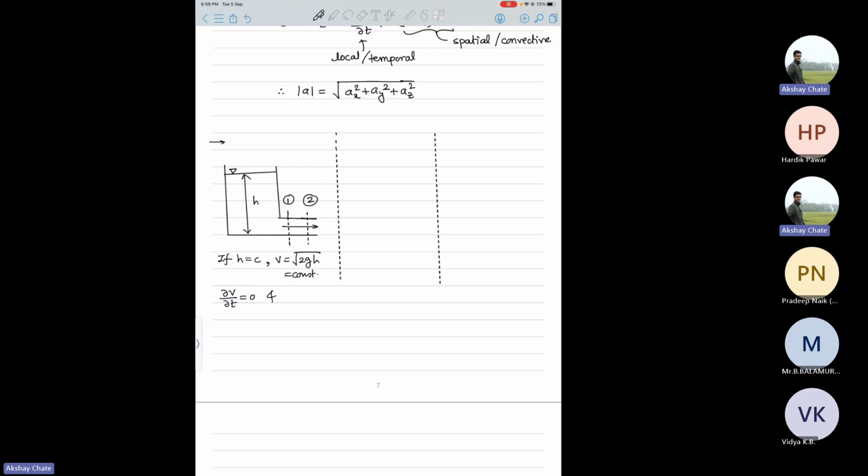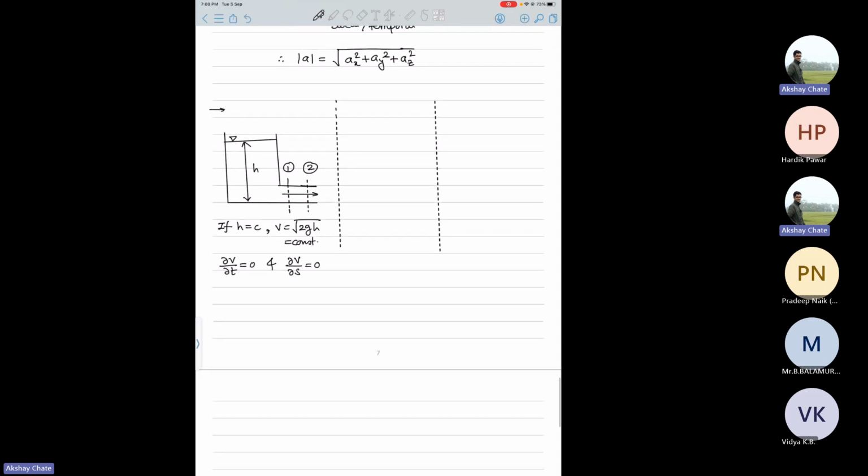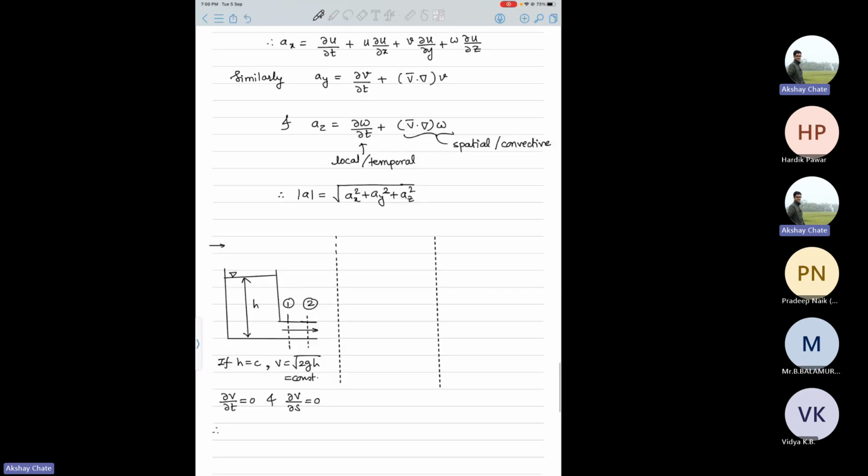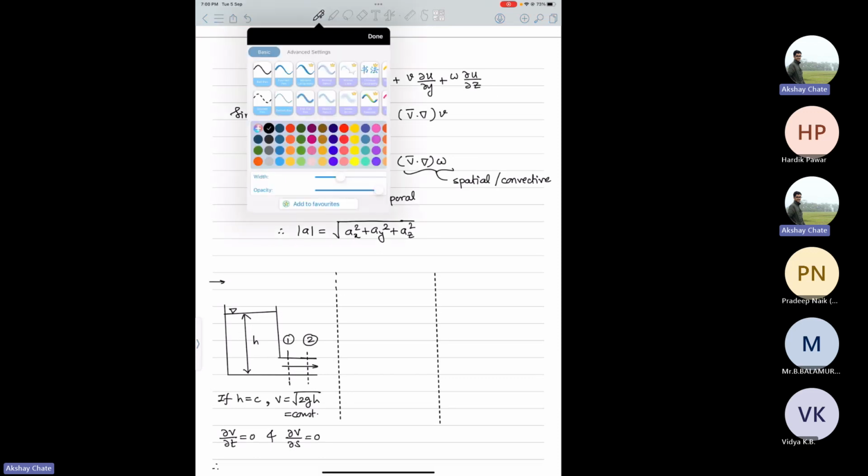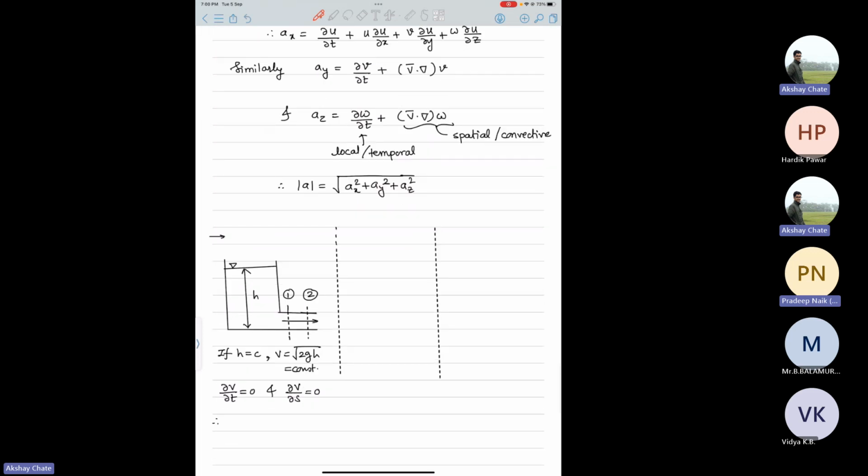And since it is a constant cross-sectional area pipe, area is constant. Therefore, with respect to space also, it is not having any change. So del v by del s, with respect to space between 1 and 2, is 0, since it's a constant cross-sectional area pipe. So therefore, here do you get ds is equal to 0?